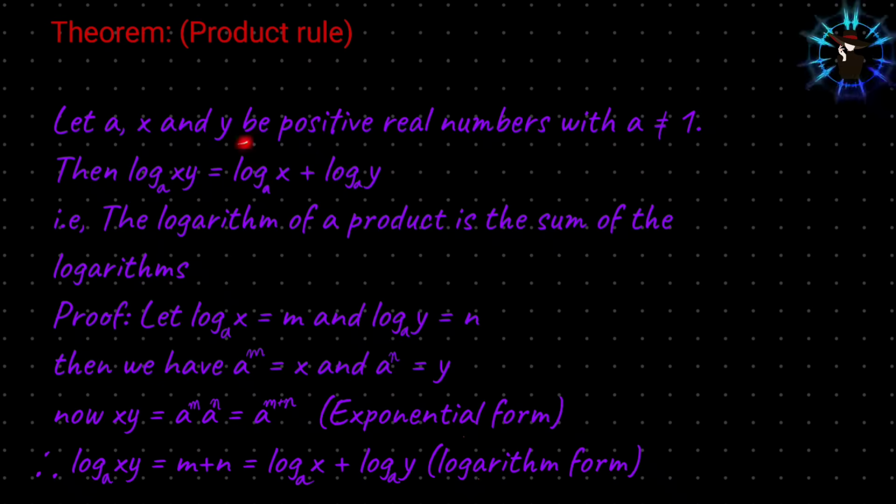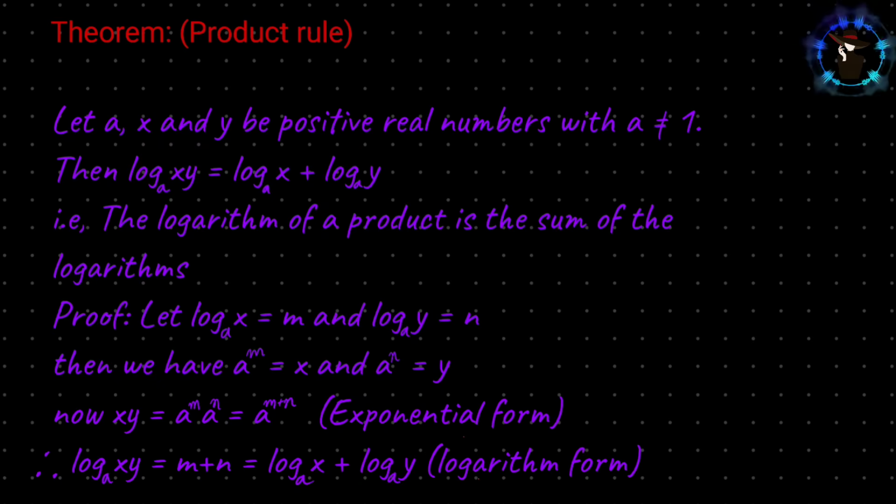Let a, x and y be positive real numbers with a not equal to 1. Then log of xy with the base a equals log of x base a plus log of y with the base a. That is, the logarithm of a product is the sum of the logarithms. When there is a product, we need to do the sum. That is what it says.